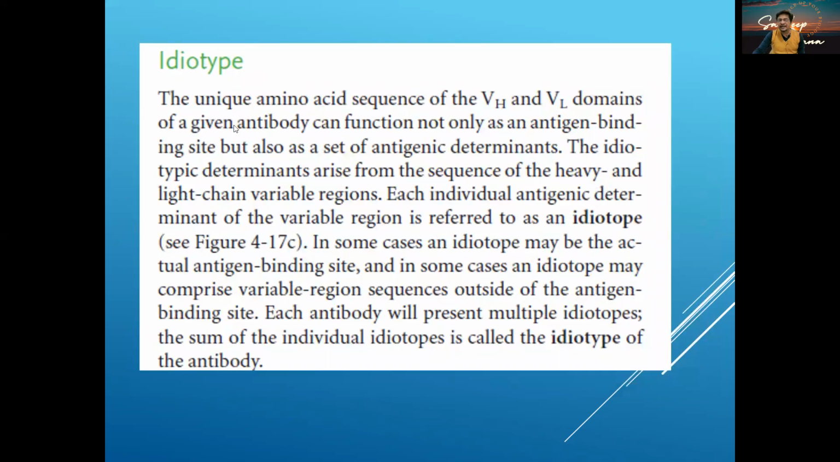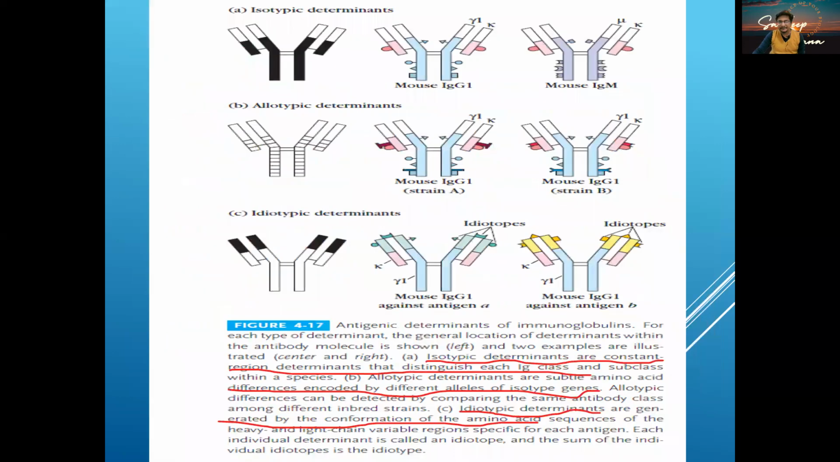Then we have the idiotype. This is the unique sequence of amino acids found in the variable region of the heavy chain and the light chain that determines the idiotype. If you look carefully, A is the isotypic determinant: mouse IgG1 and mouse IgM have a difference, which you can see over here, based on the kind of chain they have in the constant region.